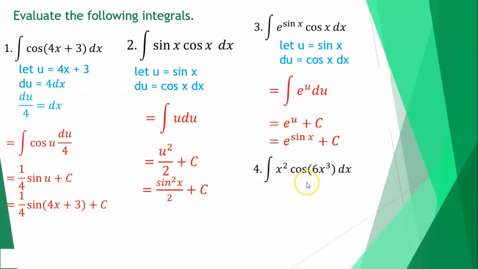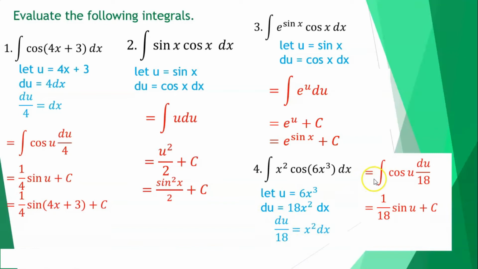Okay, last. The integral of x squared cosine quantity 6x cubed dx. Let u be equal to 6x to the power of 3. The derivative of u is du, and the derivative of 6x to the power of 3 is 18x squared dx. Divide the entire equation by 18. So x squared dx would be du over 18.